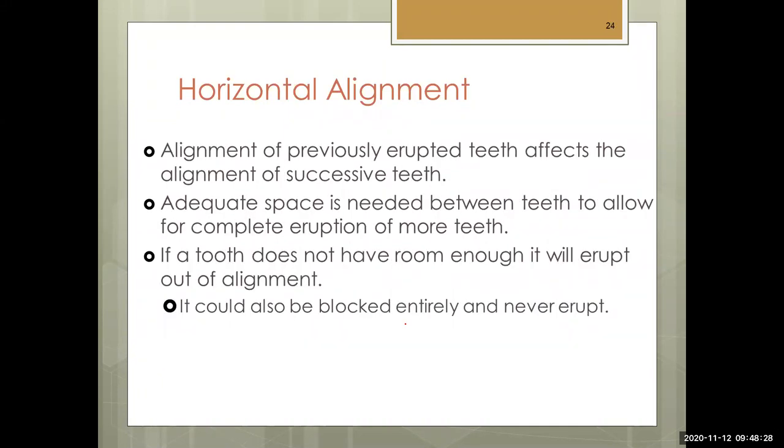The alignment of previously erupted teeth affects the alignment of successive teeth. It kind of has a snowball effect. Adequate space is needed between teeth to allow for complete eruption of more teeth. That makes sense. And if a tooth does not have room, it will erupt out of alignment. It still wants to erupt. That's the natural force. It's going to find the path of least resistance, right? If there's not enough space at all, it could be blocked entirely and never erupt, and that's an impacted tooth.